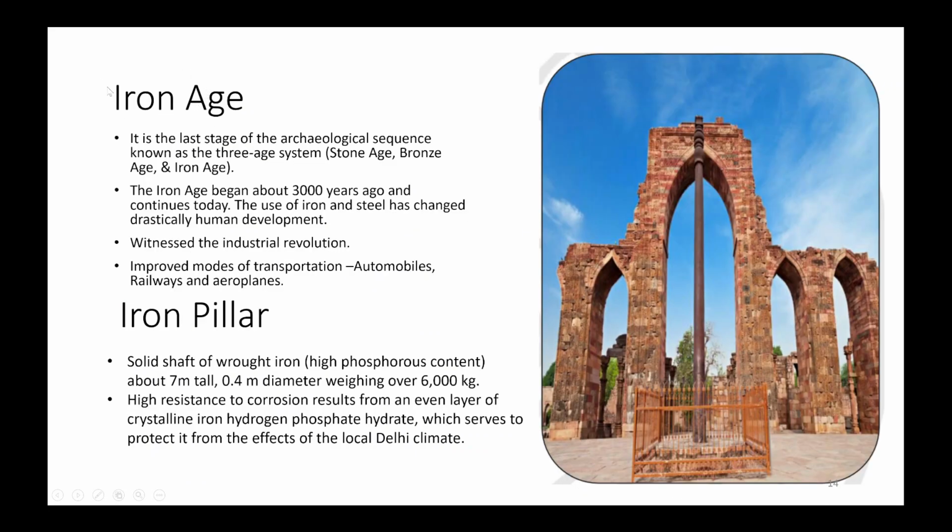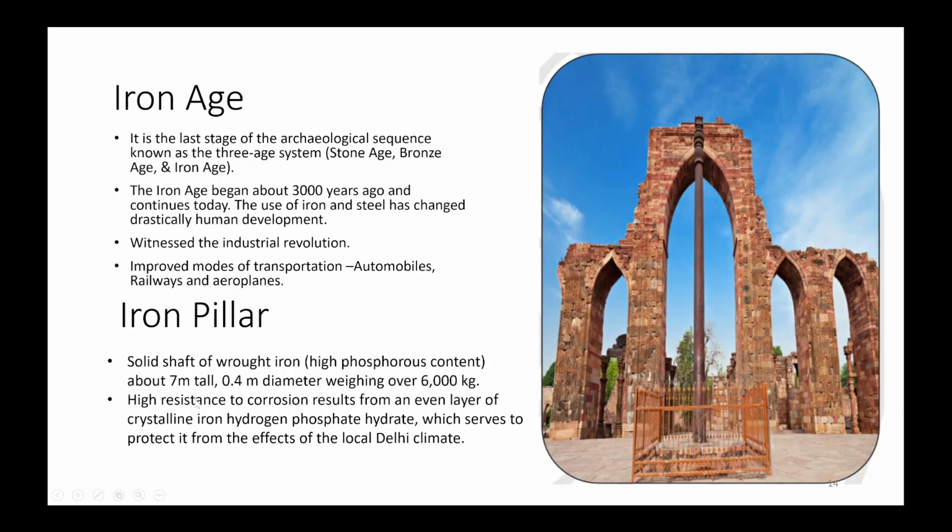Now the other age is the Iron Age, which is the latest in this three age system. After that there is also the Carbon Age, Silicon Age, but we are talking here about the Iron Age. The Iron Age began about 3000 years ago and it continues today. The use of iron and steel has drastically changed human development. For example, it has improved the modes of transportation for automobiles, railways, and aeroplanes.